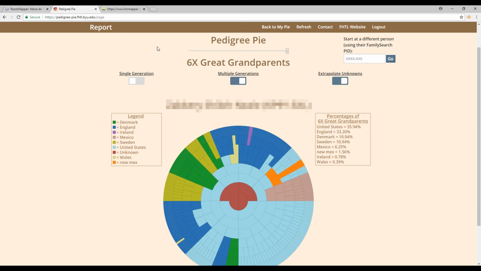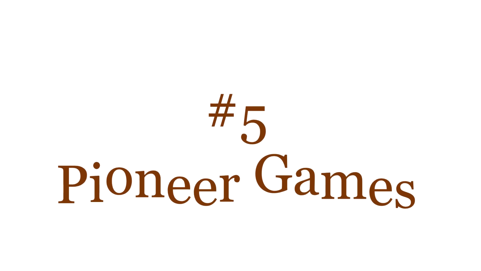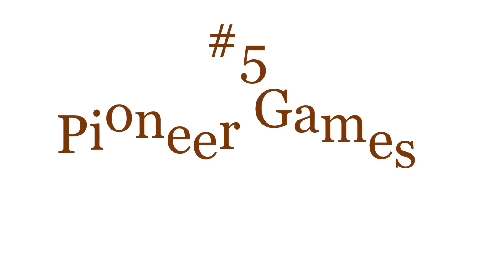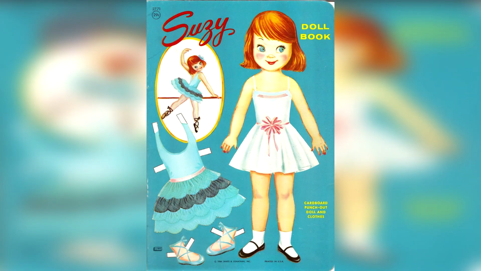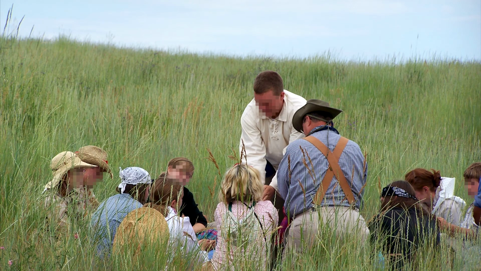Number 5, Pioneer Games. So this one's a great way to get your kids off of technology. Have them play Pioneer Games. Have your little girls make paper dolls and play with paper dolls. Or have them play Hide the Thimble or Who's Got the Button or Fox and Goose.